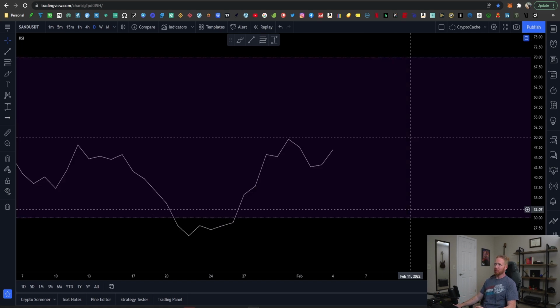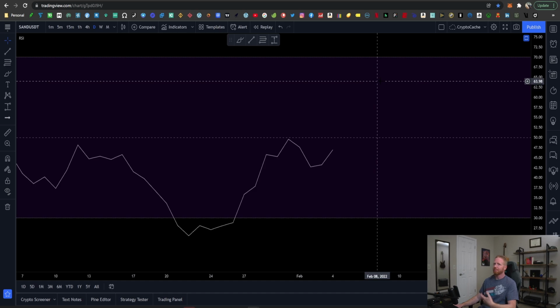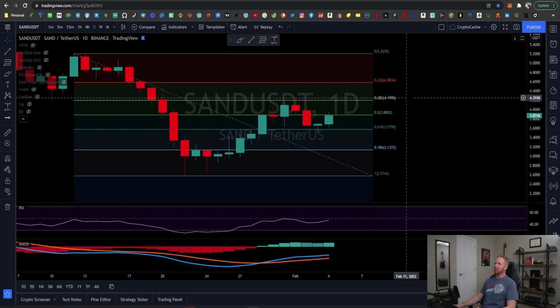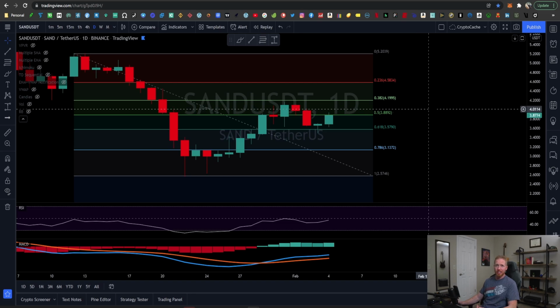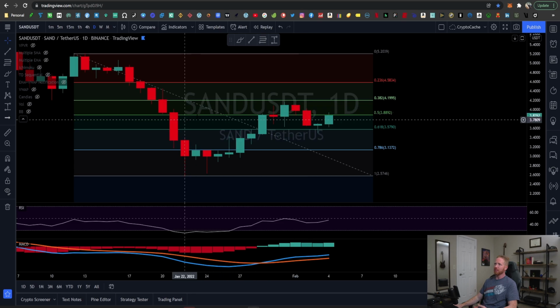And what I mean by that is we're still under 50 on the RSI. That's a key level resistance, which is synonymous in a lot of ways with $4.20 or $3.90. That resistance plane, right? So we're seeing a lot of resistance in this area.